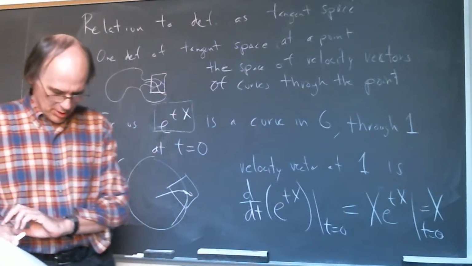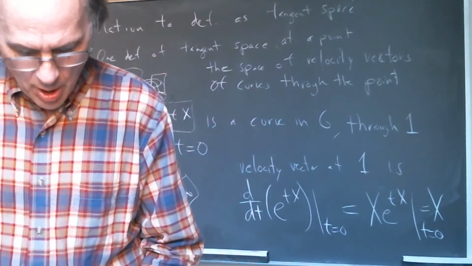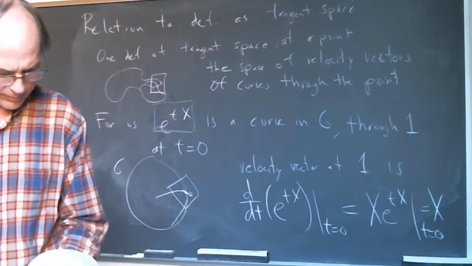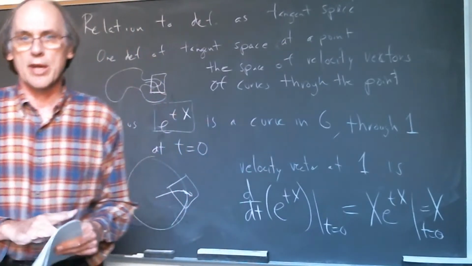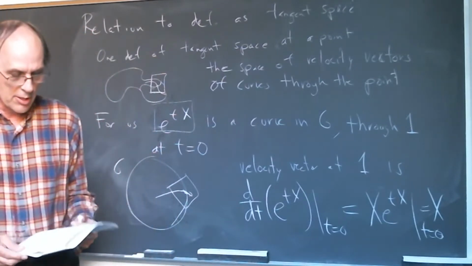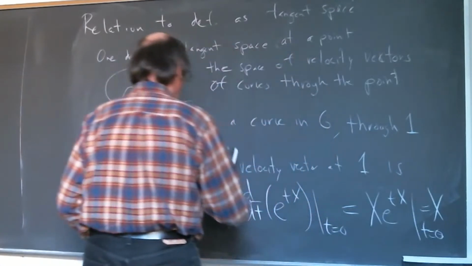Okay, so let's now see what I've got. Let's get back to these examples that I started with from last week, the unitary and orthogonal groups. Let's work out what happens for these.